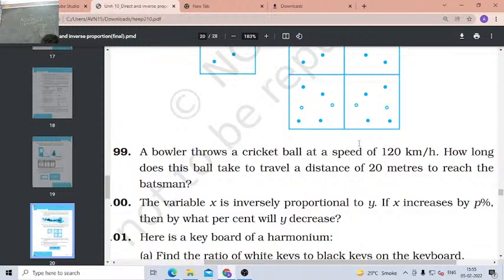Okay, Sonu Tiwari has written 0.6. So very good, Sonu Tiwari. Can you tell me how you got that answer? 0.6 seconds.